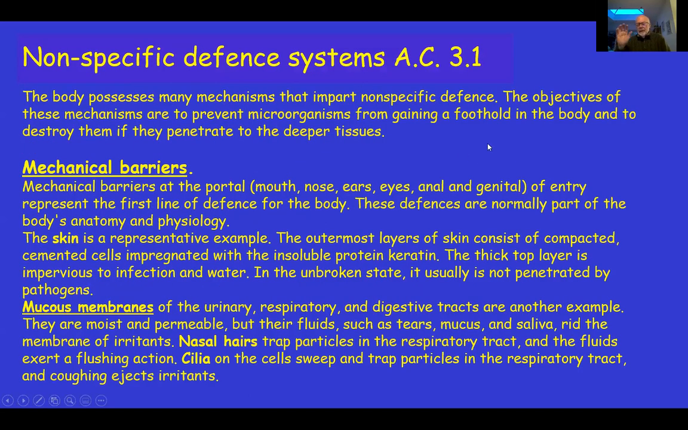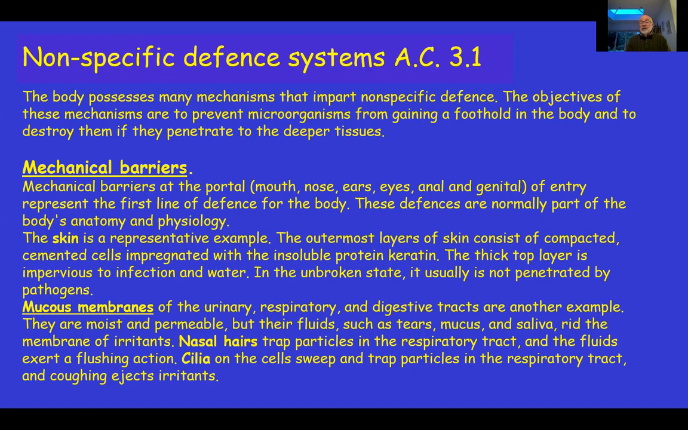So moving on, we've now dealt with vectors. Going on to non-specific defense systems, which is assessment criteria 3.1. Now, the body possesses many mechanisms that impart non-specific defense. The objectives of this are about the mechanisms that prevent microorganisms from gaining a foothold, because your body tries to defend itself. We do have several barriers to stop the microbes getting a foothold.